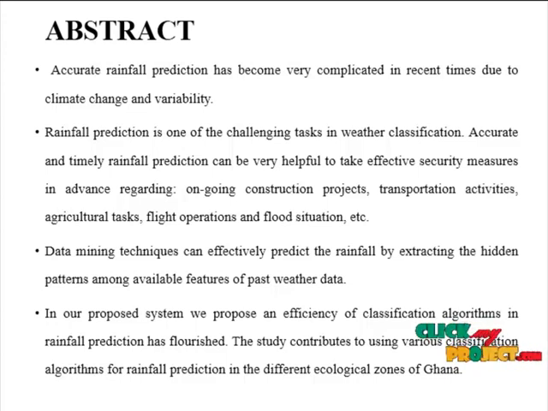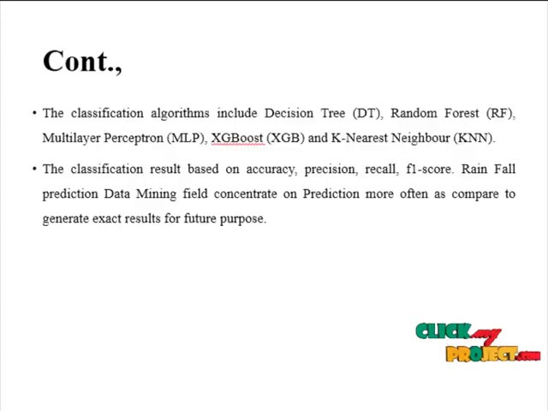Data mining techniques can effectively predict rainfall by extracting the hidden patterns among available features of past weather data. In our proposed system, we evaluate the efficiency of classification algorithms in rainfall prediction. This study contributes by using various classification algorithms for rainfall prediction in the different ecological zones of Ghana. The classification algorithms include decision tree, random forest, multi-layer perceptron, XGBoost, and k-nearest neighbor. The classification is based on accuracy, precision, recall, and F1 score. Rainfall prediction in the data mining field concentrates on prediction more often than on generating exact results for future purposes.